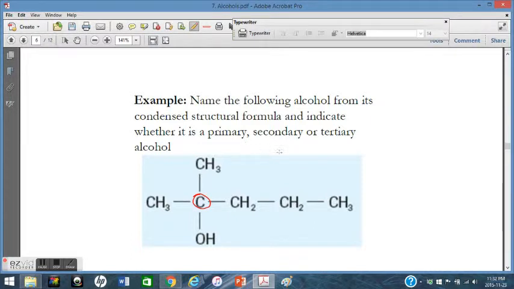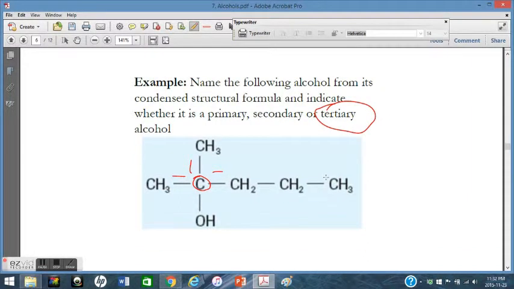Well, I'm going to actually determine that bit first. So this is the carbon that the hydroxyl group is attached to. It's attached to 1, 2, 3 carbons. This is going to be a tertiary alcohol.